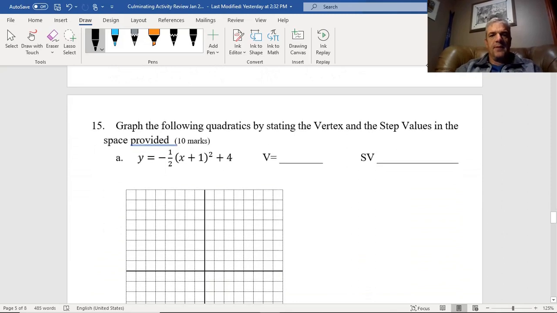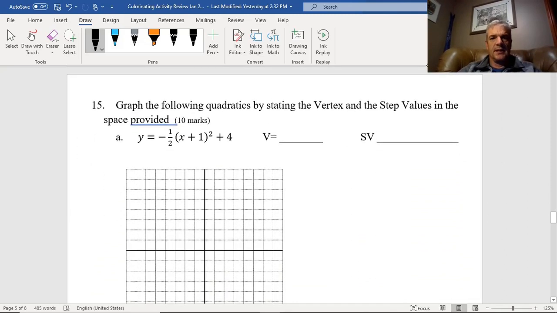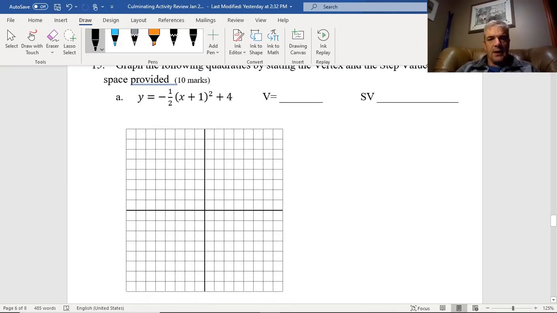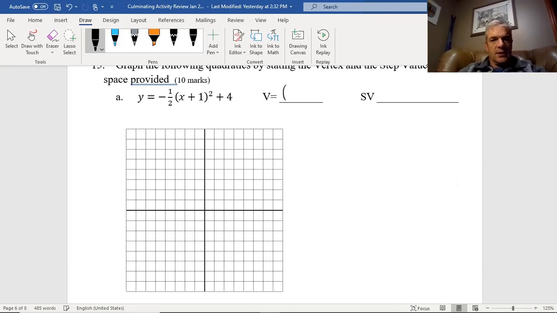Now, graph the following quadratics by stating the vertex and the step values. We can do this quite easily. I've tried to keep these fairly compact so we don't have to use a lot of paper, and it seems to work quite well. First thing I do is get my vertex. In this case, this gives me the x value of my vertex, change the sign, that's minus 1. This one's my y value of the vertex, that's 4. So I can plot that point. Label your graph, that's always worth a few considerations for a mark, okay? And then it's minus 1 and positive 4.